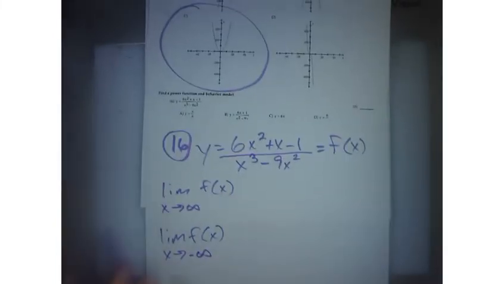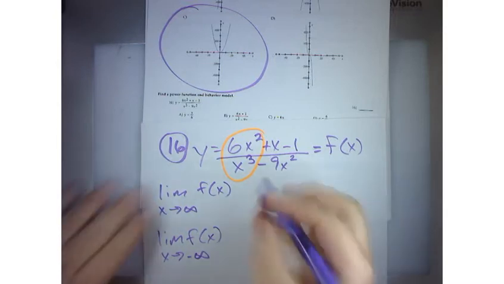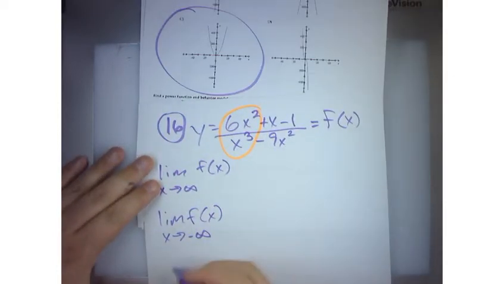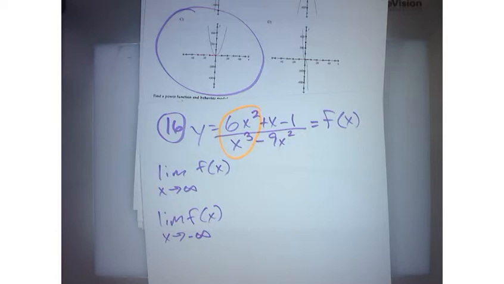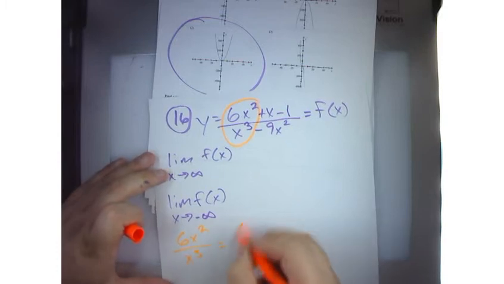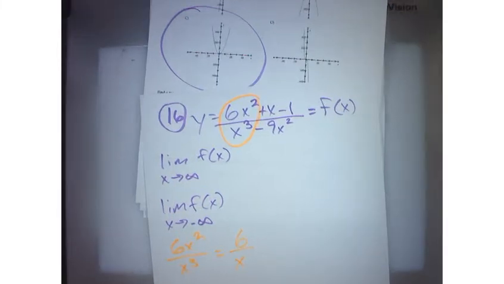Well, what we can do is, we said that when you approach infinity and or negative infinity, the other terms don't matter. The only things we're worried about are the leading terms. And so I could say that this limit should act like the limit of, well, what's that reduced down to? If I say 6x squared over x cubed, that's going to be 6 over x, right? If I reduce that down.